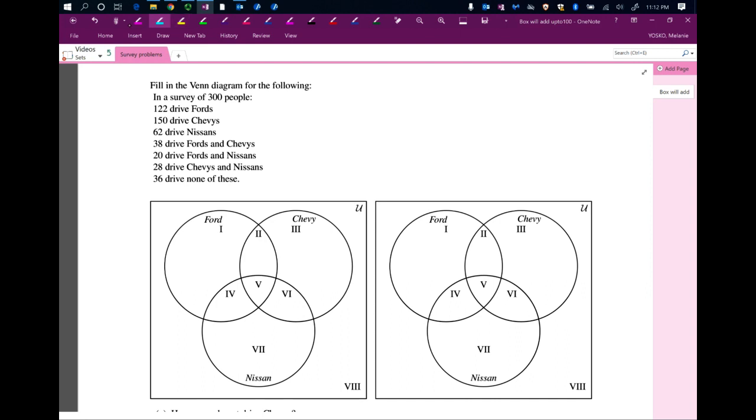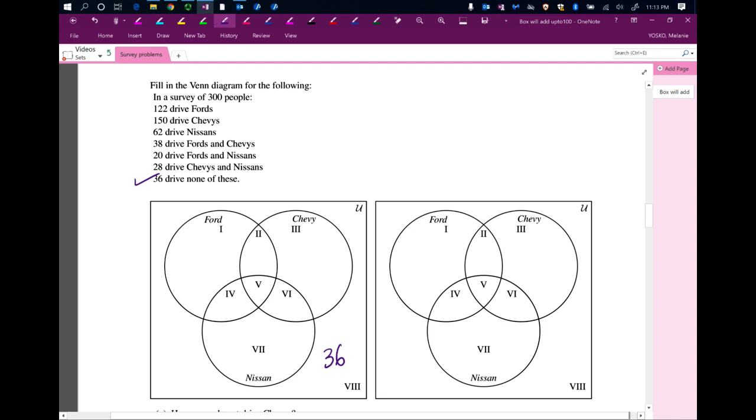So we're going to fill in a Venn diagram. You may be wondering why I've given you two. You'll see in just a minute. So we always try to read through this, and then typically, if you've done a few of these, you start at the bottom and you work your way up. So 36 drive none of these. Which region in here, 1, 2, 3, 4, 5, 6, 7, 8, is none? Well, it's outside the circles, which is region 8. So we're going to put 36 out there.